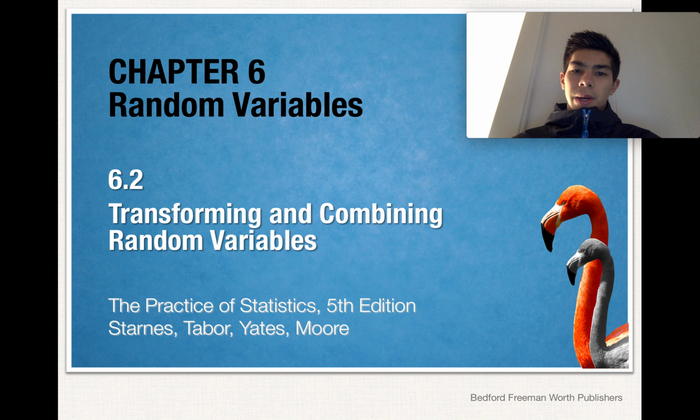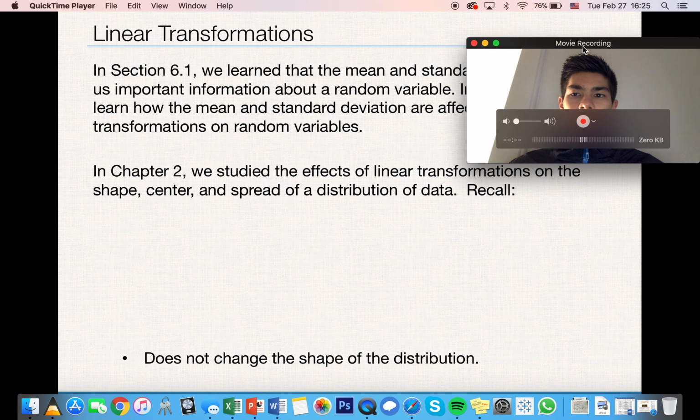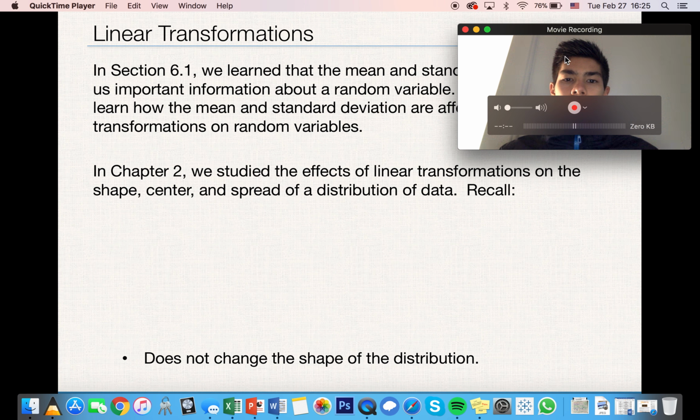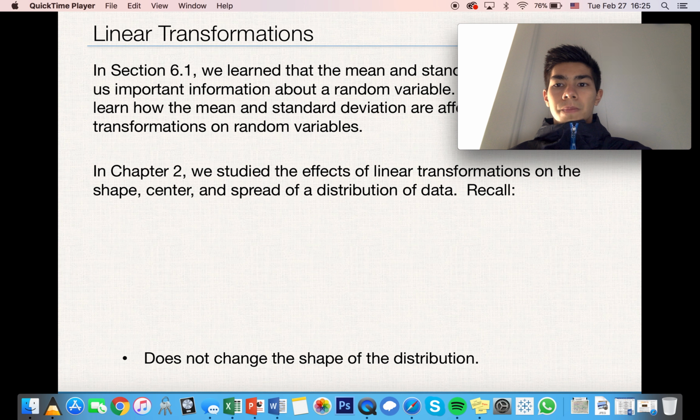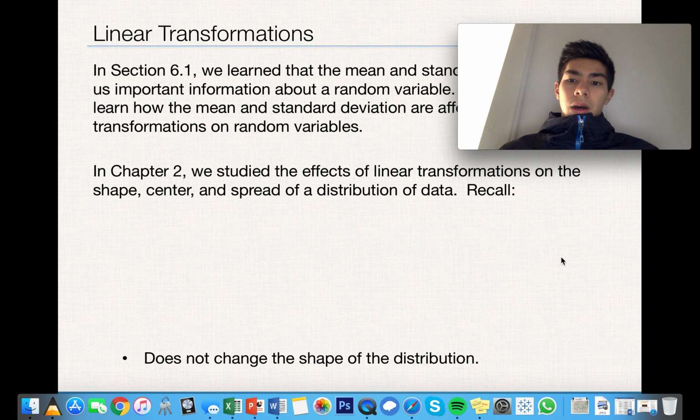6.2, transforming random variables. That's what it's about. I'll move myself if it's covering anything. I don't think it is. But this should be familiar stuff for most of you guys. This is related to our concept of linear transformations on distributions of data.